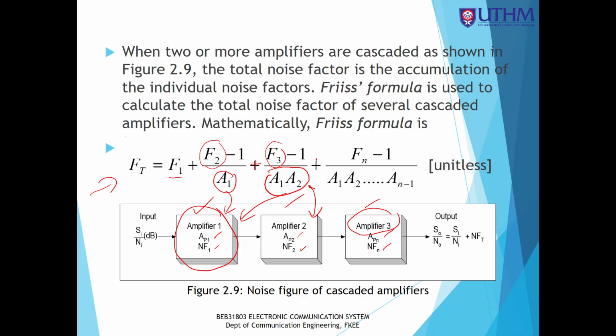And then plus until n amplifiers, n number of amplifiers. So F, noise factor of the nth amplifier, minus 1 divided by the multiplication of gains of the previous amplifiers, A1 multiplied with A2 multiplied with A3 until A(n-1). Okay, and remember all of these are unitless parameters.